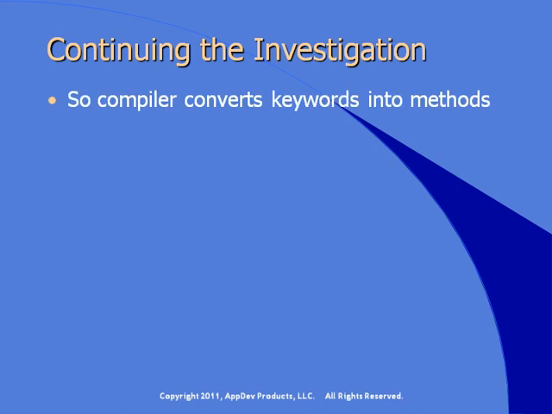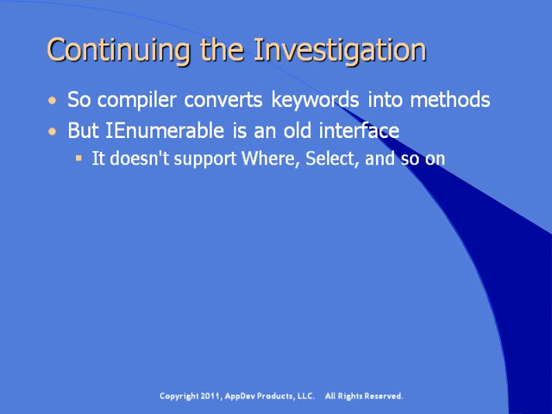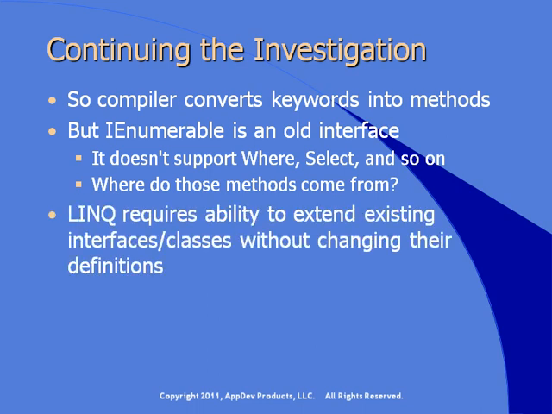So the compiler then converts keywords into methods. But IEnumerable is an old interface. And remember, we're working with things that implement IEnumerable. It's an old interface. It doesn't have a Where method, a Select method, an OrderBy method, and so on. So where do those methods come from? They couldn't modify IEnumerable because then old code wouldn't work with it. They had to rely on a new ability to extend existing interfaces and classes without changing their definitions.